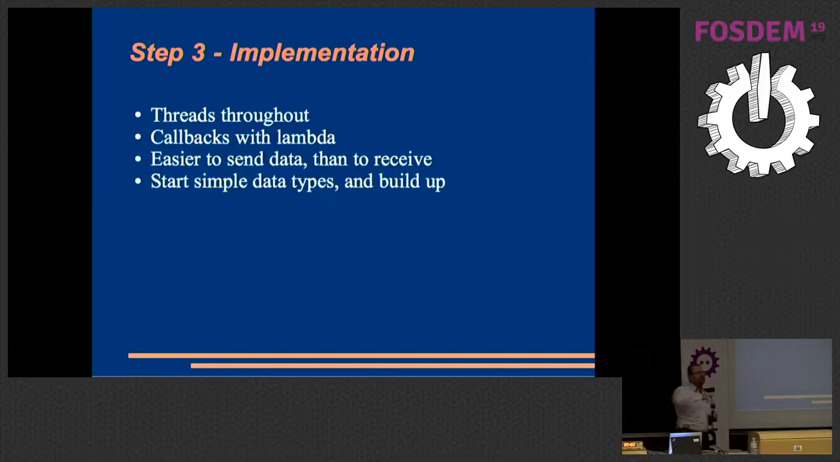It's the same as if you do security. You don't add security as a feature at the end of the product, unless you're doing IoT stuff, I guess. But it's meant to be there at the ground level. Everything is based on security. Everything here was based on the threads. I use callbacks with lambdas because I like lambdas. And it's easier to send data than it is to receive.